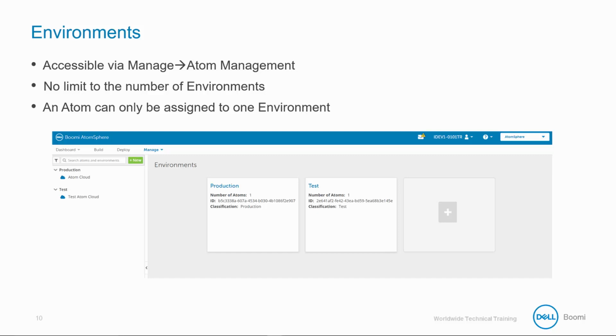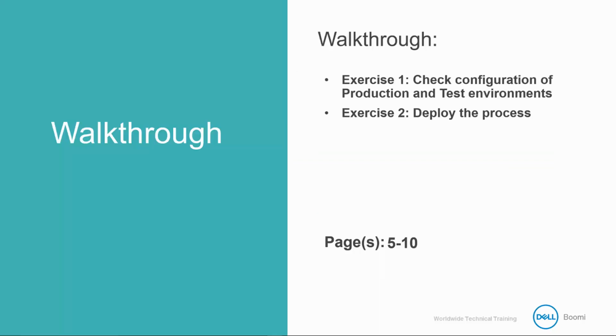In Boomi Essentials, you created a production environment with the Atom Cloud attached, as well as a test environment with the Test Atom Cloud attached. If you don't have these environments configured correctly, we'll walk through the process in our activity. So together, let's complete exercise 1 and 2. So again, anytime it says walkthrough, you'll complete the exercise as I am.